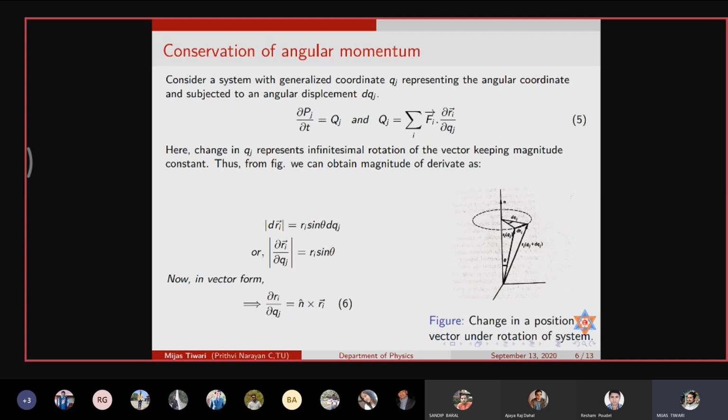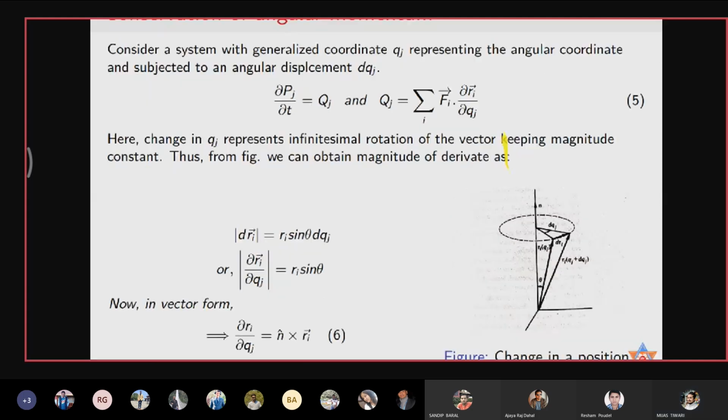What it means is that if we tie a rope to a stone and rotate it, forming a circle, then its direction changes at any instant, but its magnitude remains the same. The physics is the same over here too, which is shown by the figure alongside. Here from the figure we clearly obtain that the magnitude of the change of the position vector is equal to ri sin theta dqj.